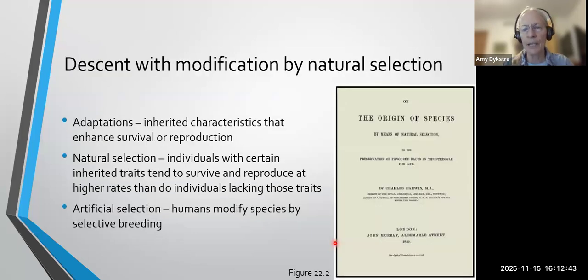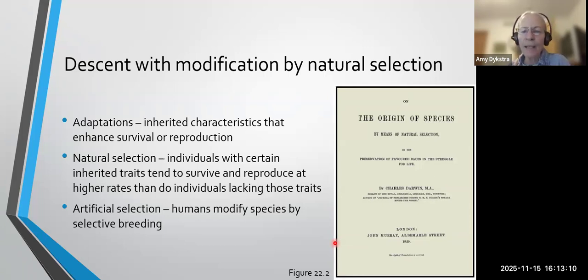So eventually, when he came back, and it took him about 20 years of studying and gathering his information, he eventually published his book called The Origin of Species by Means of Natural Selection. And you can see that the subtitle there is The Preservation of Favored Races in the Struggle for Life.